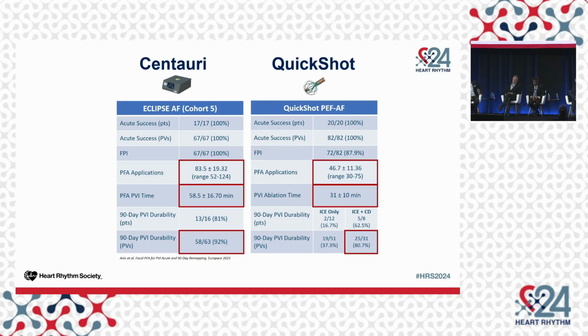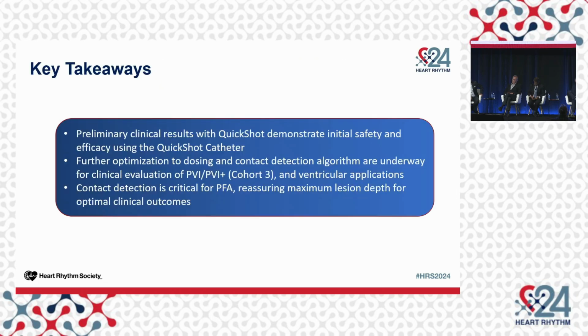And you can see that in both cases, durability is good, but we can get better, especially if we modify all the variables and get more experience. But I think contact sensing is crucial in terms of the data that we've seen.